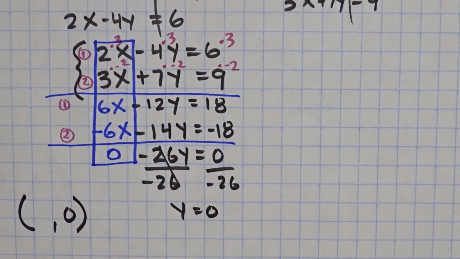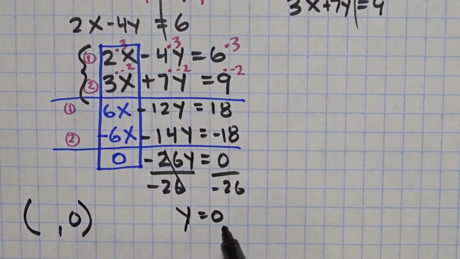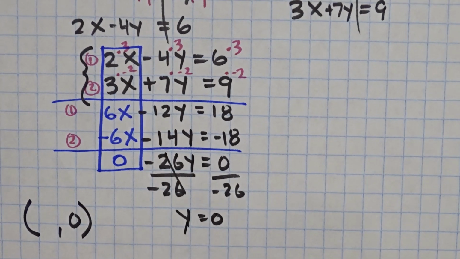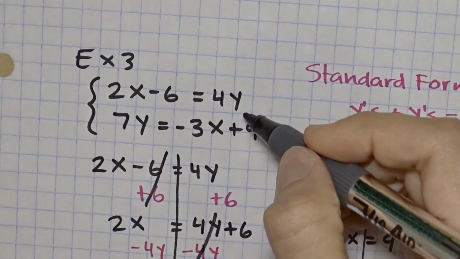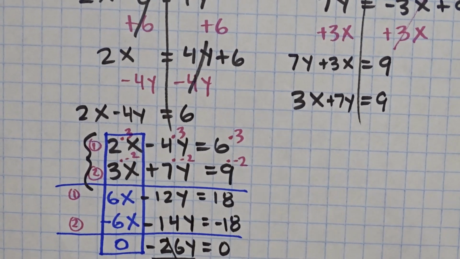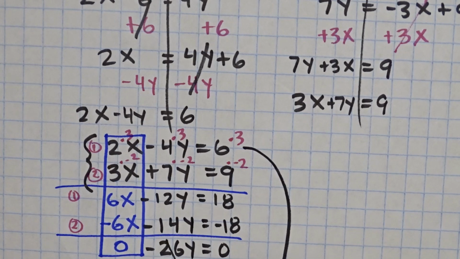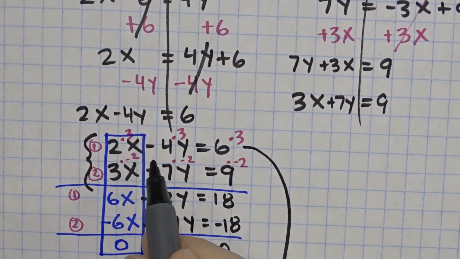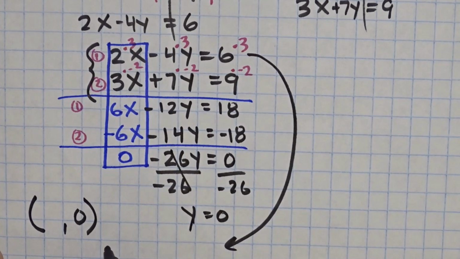And just like before, now that I have y equal to 0, I can use that in an equation. Doesn't matter which one. I always choose the first one. I can go way up here if I want, as long as I use one of the equations in my problem. So I'll just go with this one. And it says 2x minus 4y equals 6. So I'm going to write 2x minus 4y equals 6.